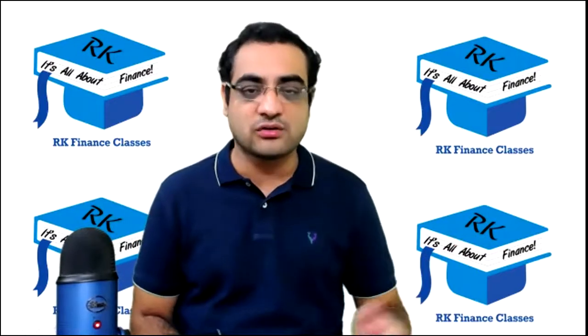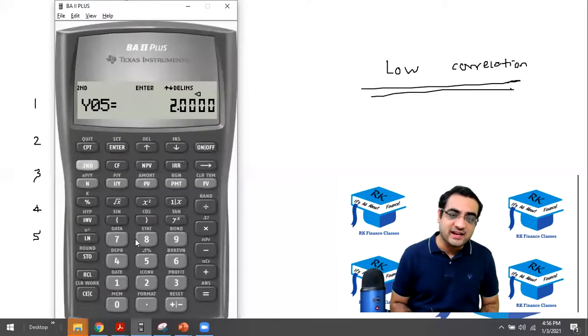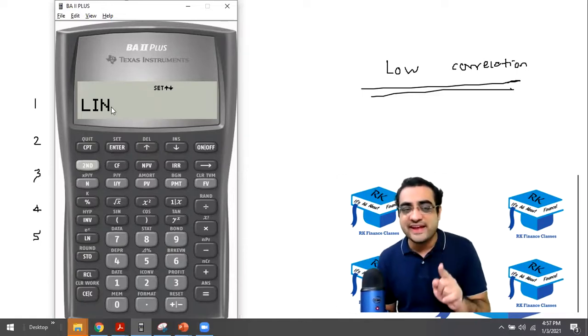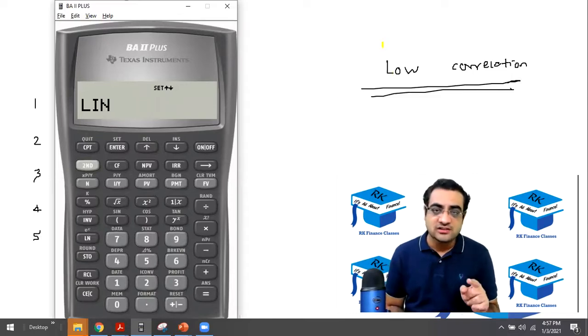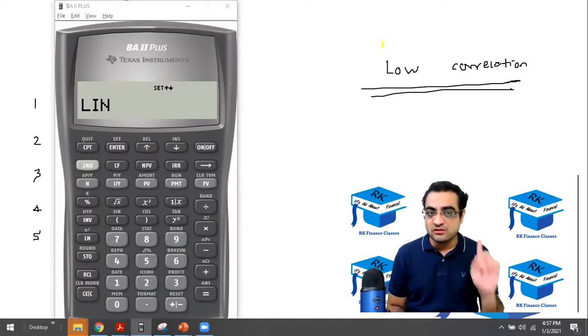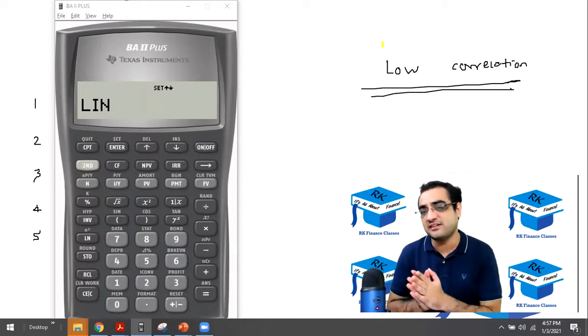So now after plugging the data, we should be getting the correlation. For that, again, look on the screen carefully. We'll be pressing the 2nd and 8 button. Most of you are going to see LIN, which stands for linear, on your calculator. Some of you may see something weird. For those who are not seeing LIN, please raise hand.